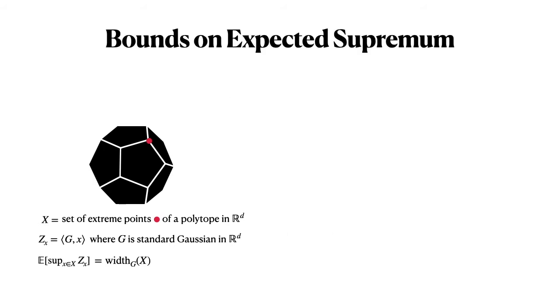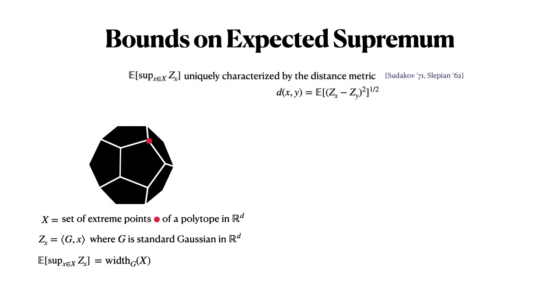Given this, one can ask, how can we prove bounds on the expected supremum of a Gaussian process? So a very nice characterization of this was given by Sudakov, who showed that it is uniquely characterized by the following distance metric defined on the set X. So the distance is given by the standard deviation of the random variable Z_x minus Z_y. And for example, in this very special case of this Gaussian process given by a point set, this metric is exactly the Euclidean metric, but this need not be the case in general.